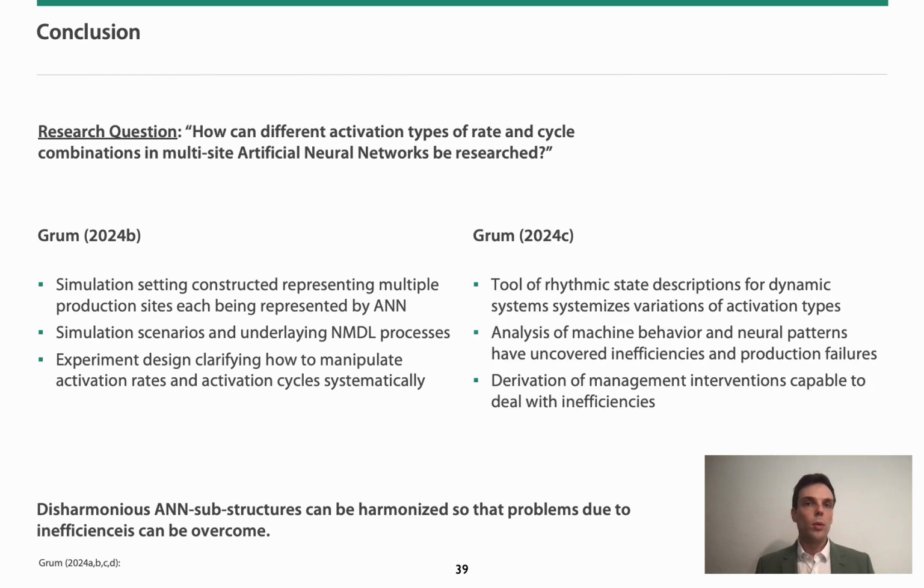The second article has focused on the demonstration and experiment realization. Novel forms of rhythmic state descriptions for dynamic systems have been designed. These systemize variations of activation types. The effect of activation types on real-world behavior has been proven. The analysis of machine behavior and neuronal patterns has uncovered inefficiencies and production failures. Further, state-specific management interventions have been derived that are capable of dealing with inefficiencies and restoring efficiency. Their implementation and experimentation will follow next.